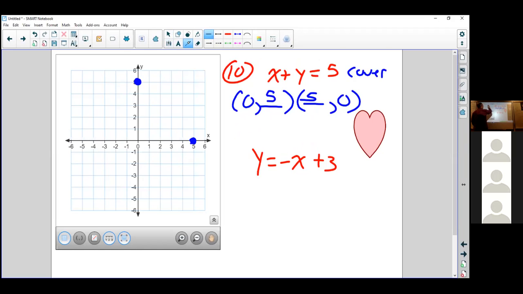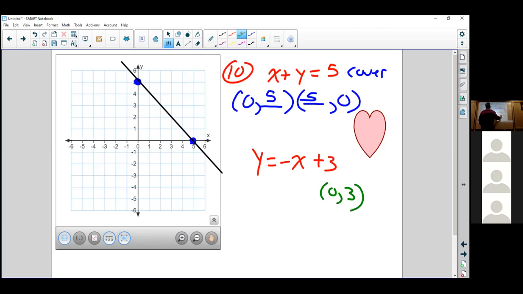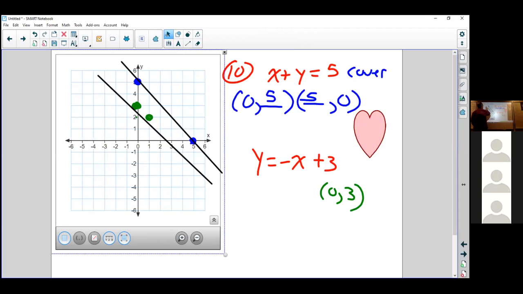Draw myself a line. I'm just going to modify that a little bit. There we go. And then the second equation, I have a y-intercept of 0, 3, which is here. And from that, I'm going to go down 1, right 1. Modify that a little bit.